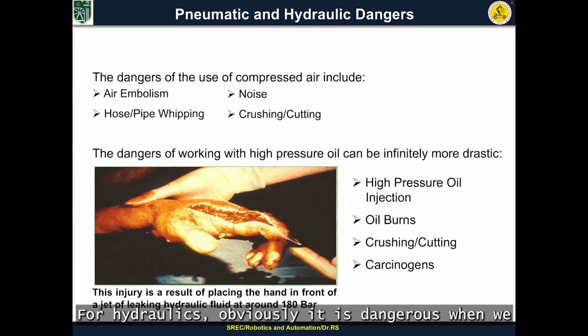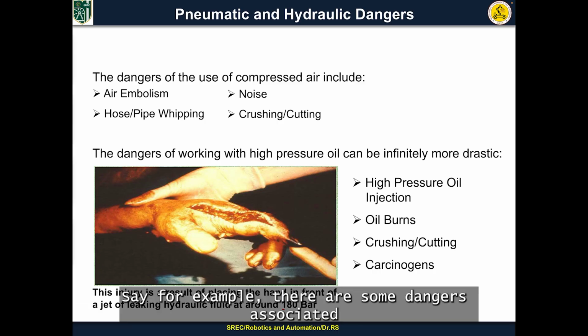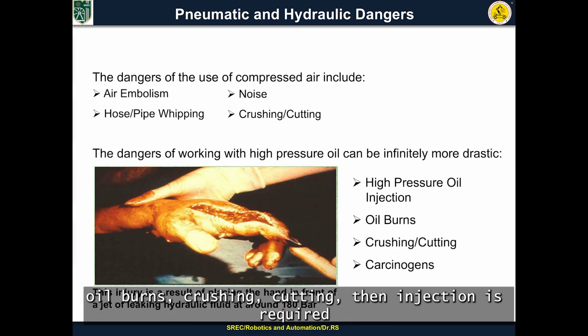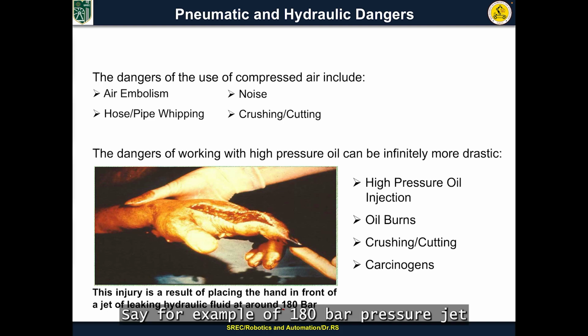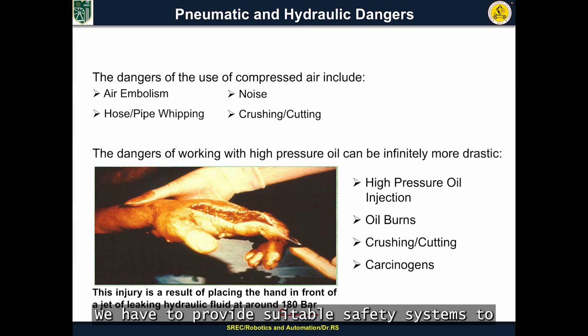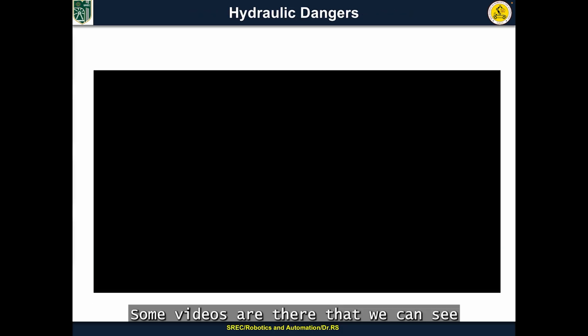For hydraulics, obviously it is dangerous, as we go to pressures of more than 300 to 500 bar. There are some dangers associated with a high pressure oil jet, like oil burns, crushing, cutting, and injection, probably on the hand. For example, a 180 bar pressure jet leaking can cause an injury like this on the human hand, so that has to be taken care of. For hydraulics, obviously the dangers are high. We have to provide suitable safety systems to prevent these kinds of accidents. Some videos are there that we can see later regarding hydraulic dangers and pneumatic dangers.